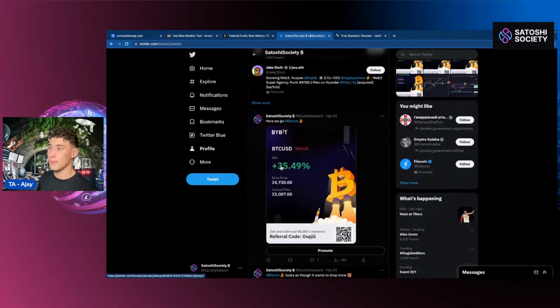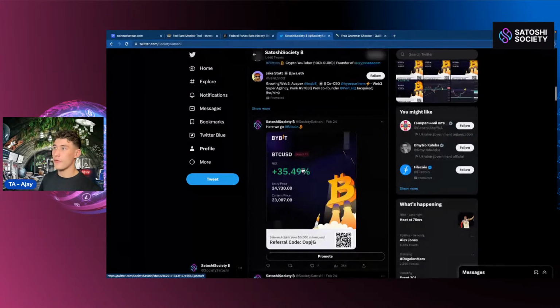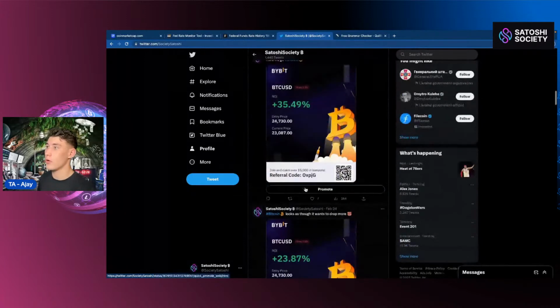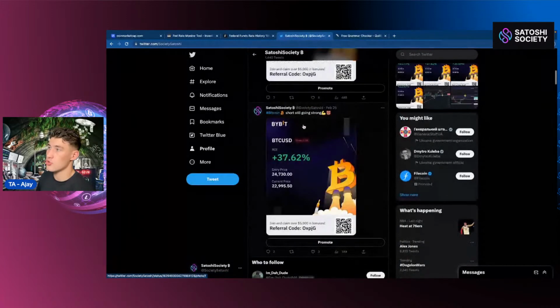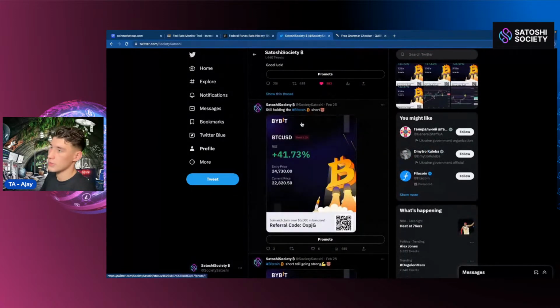Okay, you can see that this short started to print a lot more. As you can see, 35.49% in profit. I could tell that this market wanted to drop, so I let you know over on Twitter, and then the market continued to drop, still going short. Bitcoin short still going strong, still holding that Bitcoin short.